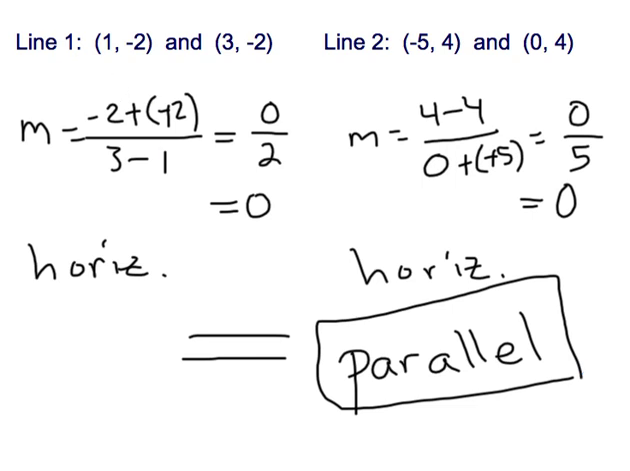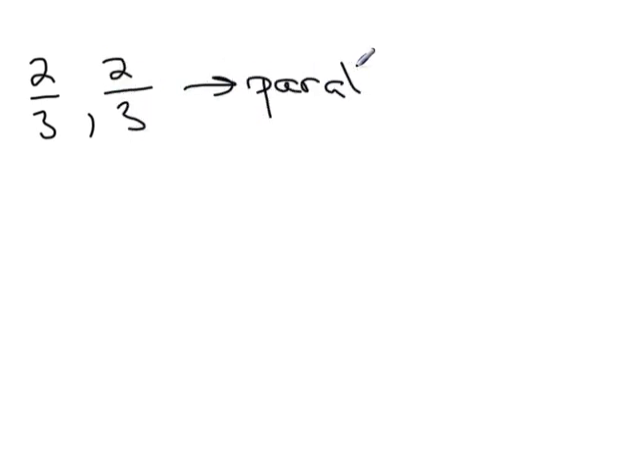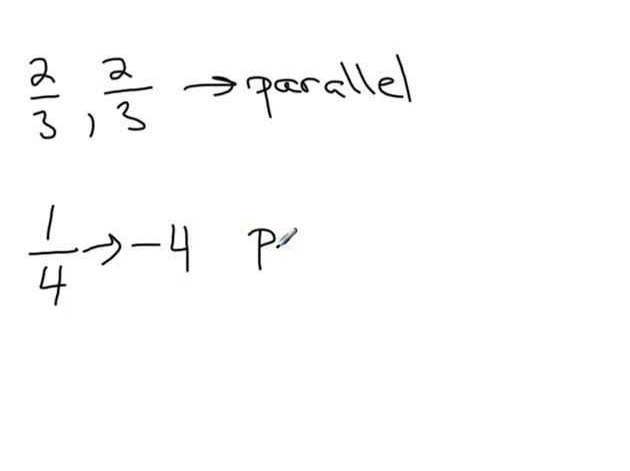Now, just to remind you, if you did those problems and you came out with 2/3 and 2/3, those are the same, so you'd end up with parallel lines. And again, if you came up with 1/4, the opposite reciprocal of that would be negative 4/1, which is -4. Those would be perpendicular.